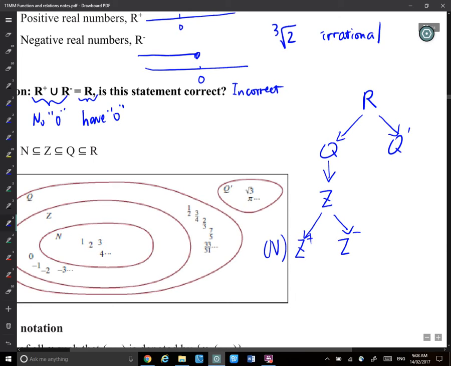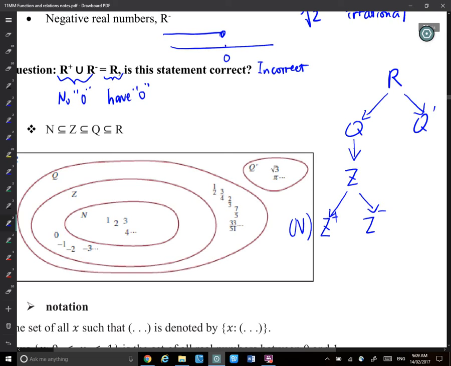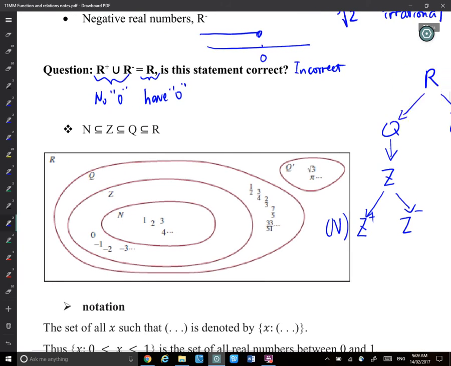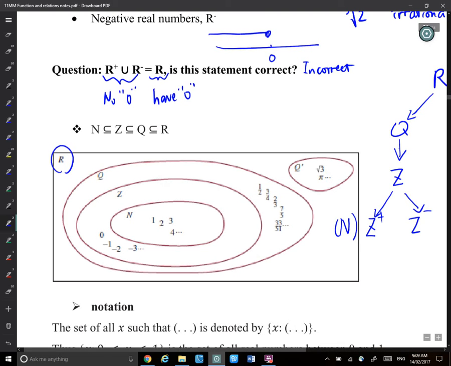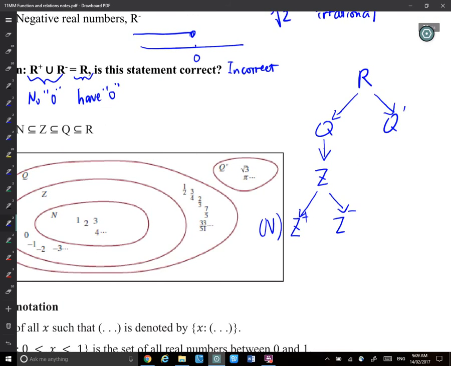So that's the relationship between all those sets. And we can also put that into a Venn diagram. We have R as the whole set. R is everything. In R we have Q and Q dash. Inside Q we have Z, and inside Z we have N. That's the relationship I'm talking about, and it's the same as this chart.